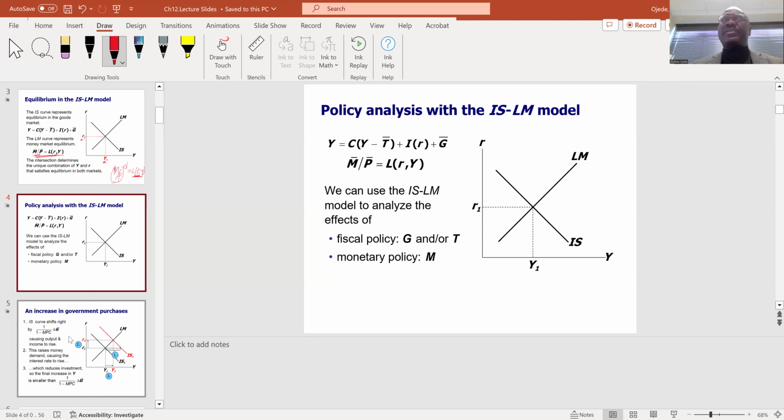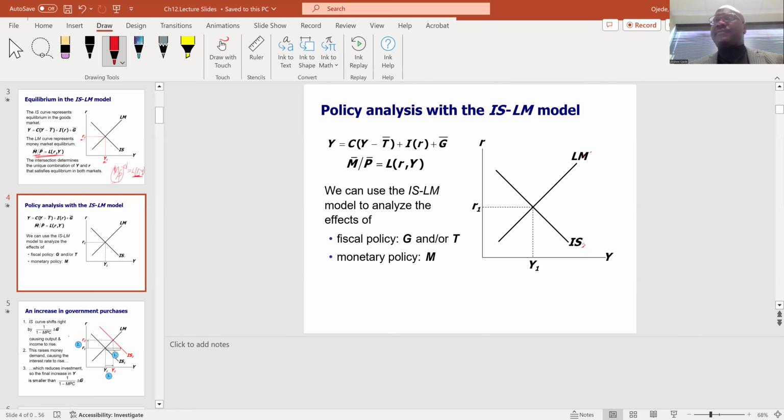For example, if the Federal Reserve decides to increase the money supply, the IS curve is not going to shift. The curve that is going to shift is the LM. The LM curve is going to shift to the right. Or if Congress decides to increase government spending, you know that it is the IS curve that is going to shift to the right.